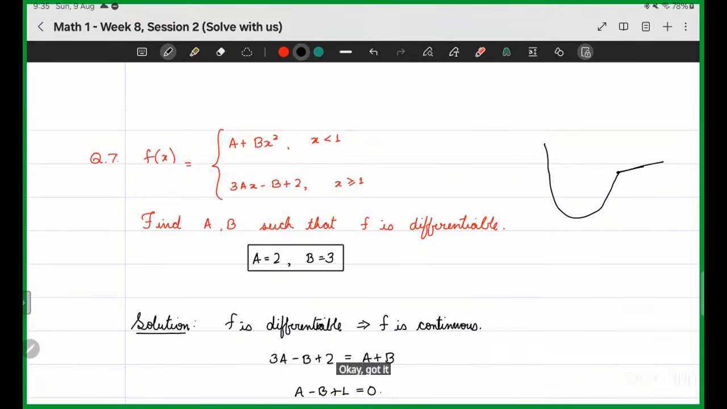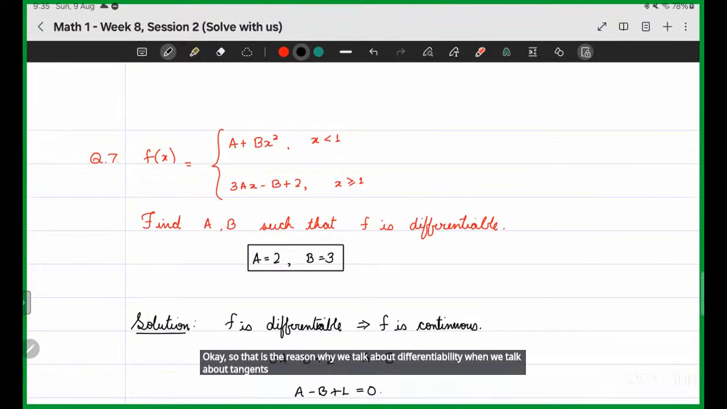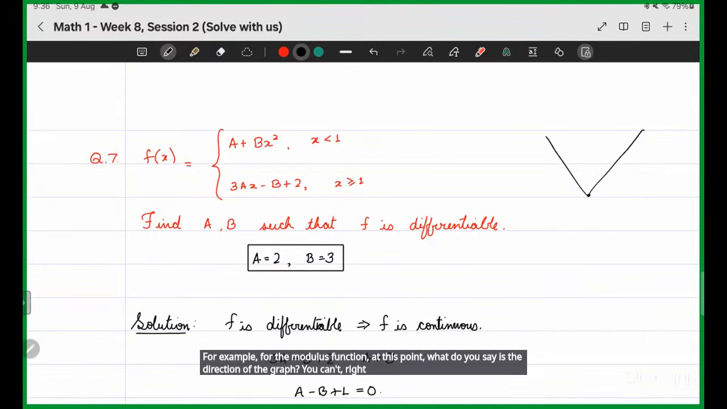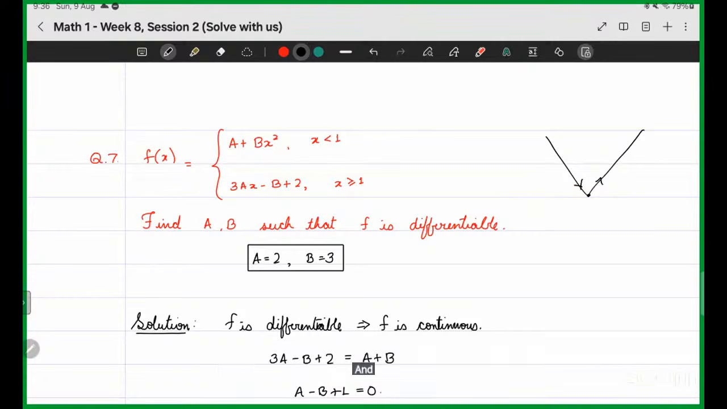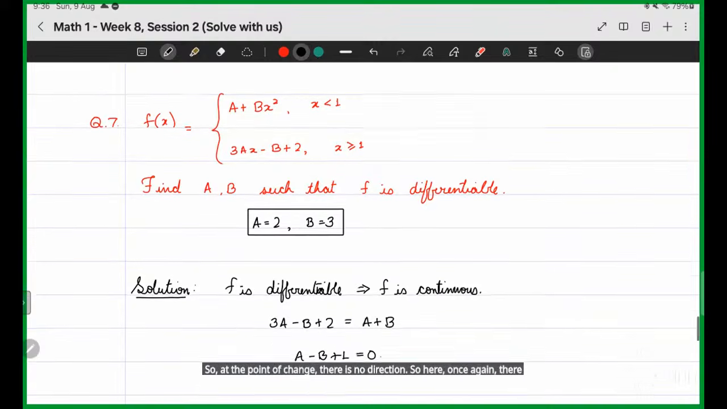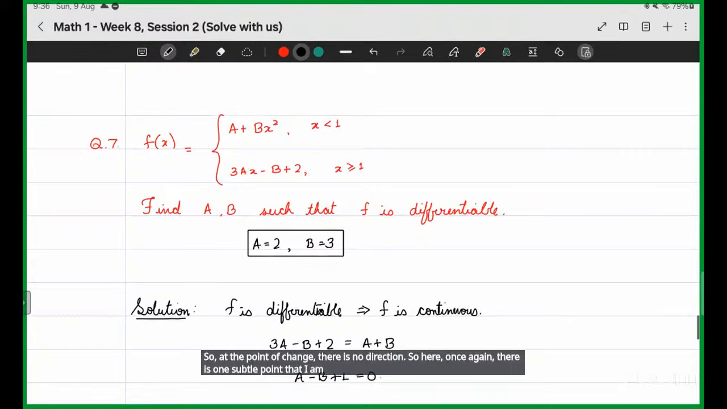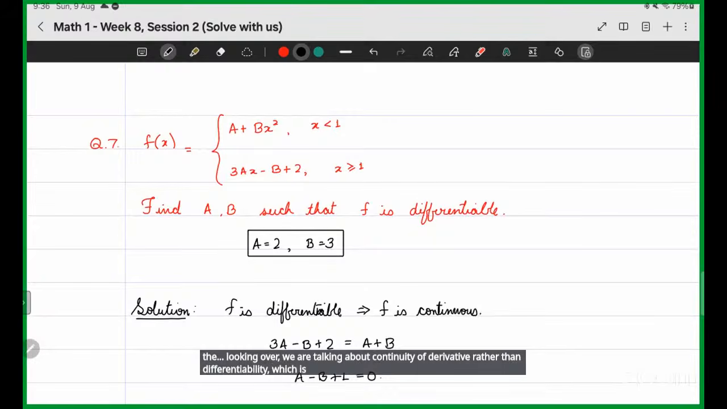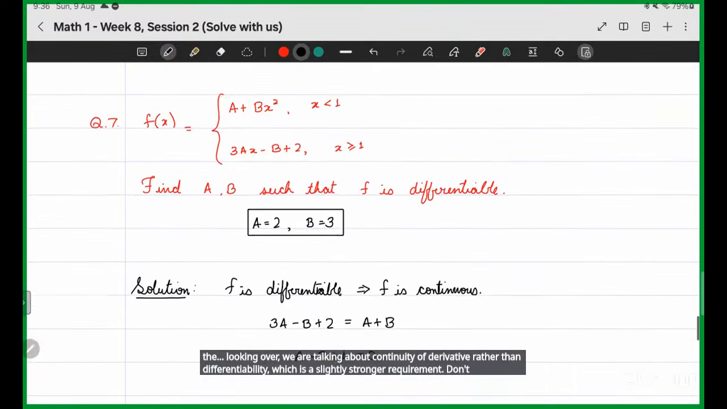Okay, got it. So that is the reason why we talk about differentiability when we talk about tangents. Yes, we would like the notion of the direction of the graph at every point. For example, for the modulus function, at this point, what do you say is the direction of the graph? You can't, right? So on one side you have this, on one side you have this. So at the point of change, there is no direction. Here, once again, there is one subtle point that I am overlooking. We are talking about continuity of the derivative rather than differentiability, which is a slightly stronger requirement. Don't worry too much about that.